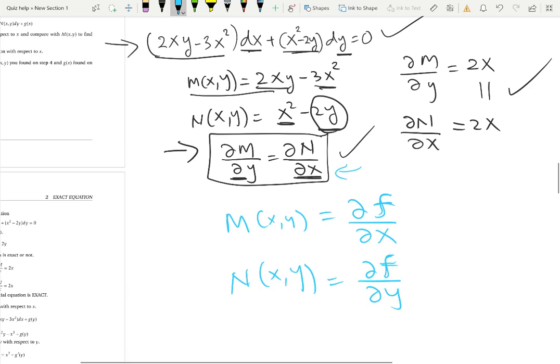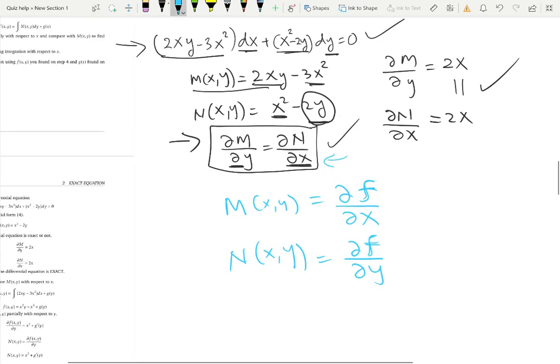Now, how do you proceed from here? f is the solution for the differential equation. That is what you need to find. How do we find f? Let me show you. M we know, which is 2xy minus 3x squared. N we know, x squared minus 2y.